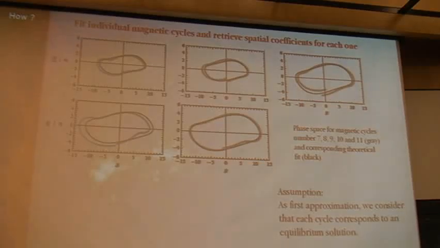And the assumption here is that, as a first approximation, each magnetic cycle corresponds to an equilibrium solution. We know that's not true, but as a first approximation, we can go with that, I hope. Basically what we're saying is, even if the magnetic field changes, we are considering that the background structure, the radial velocity, the rotation, are changing too, but from cycle to cycle. This is what we are doing.